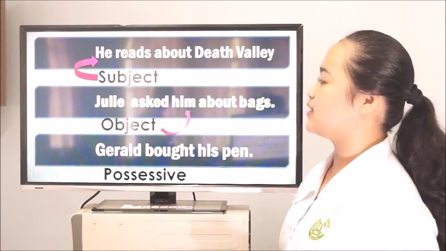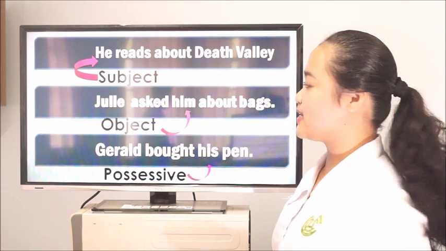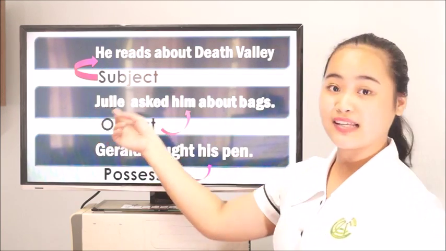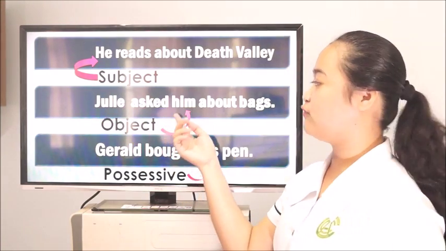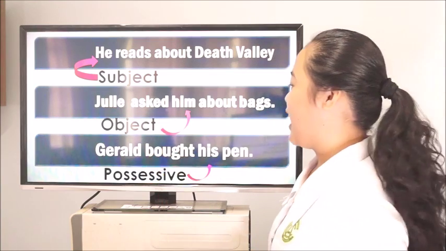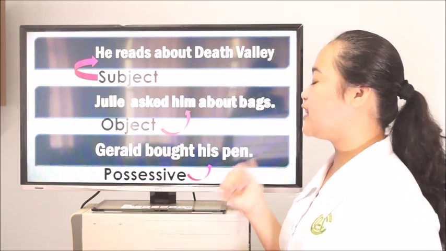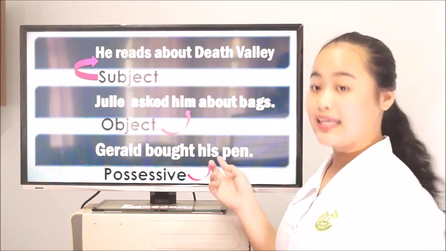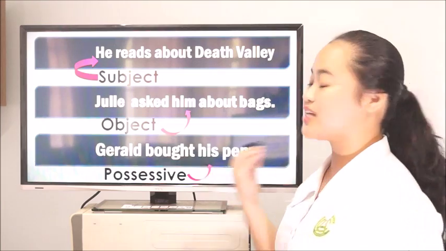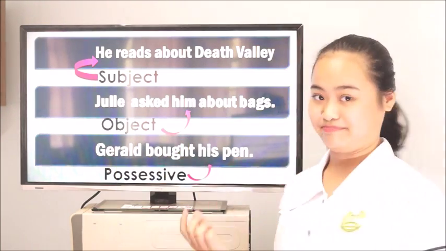And in the second sentence, we have Julie asked him about bags. In this sentence, we can see that Julie is the subject, and him, as the personal pronoun, functions as the object. And lastly, we have the sentence, Gerald bought his pen. In this sentence, we have the personal pronoun his, and it shows possession, meaning Gerald possesses that pen.